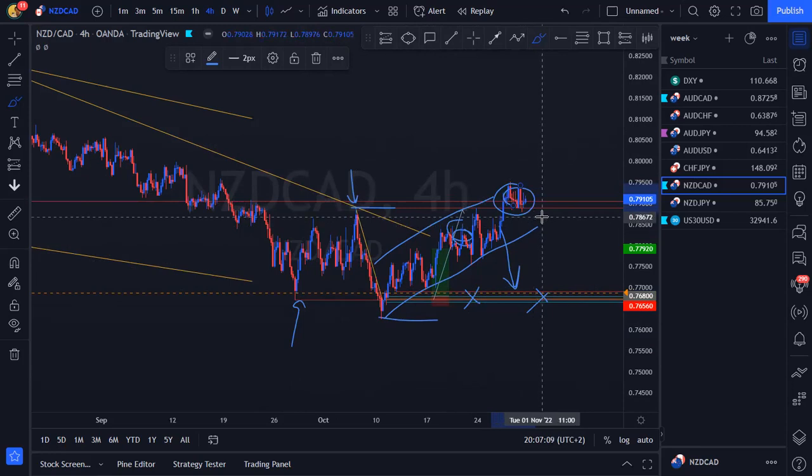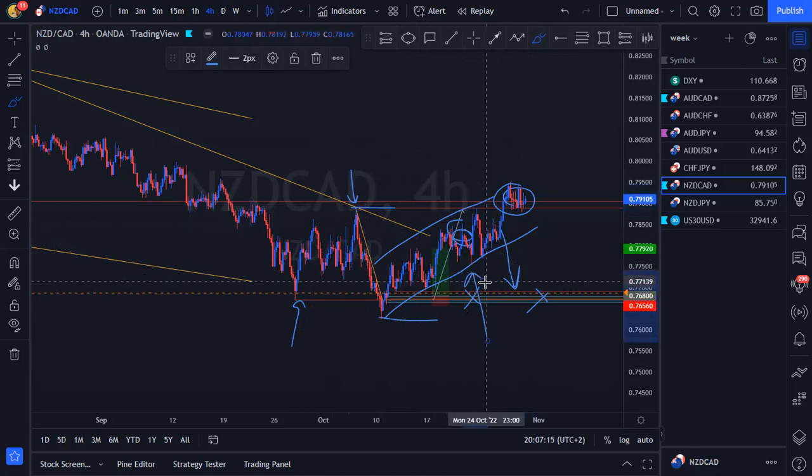So I think I still just want to be safe because this looks very corrective. I don't see any evidence of a lot of buyers being involved here, besides the fact that you started a 4-hour uptrend. That's my only indication. But otherwise, in terms of a lot of momentum and stuff, I don't really see it.